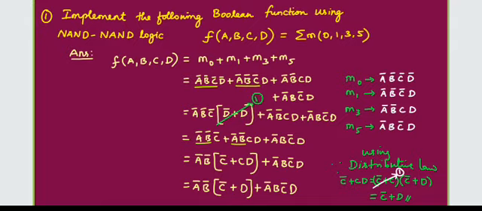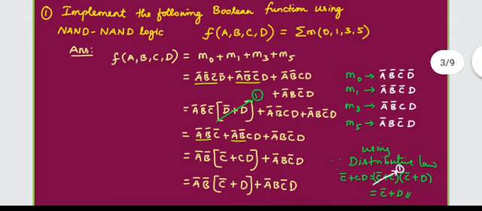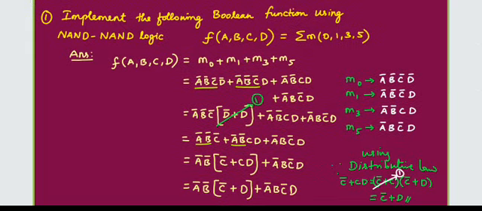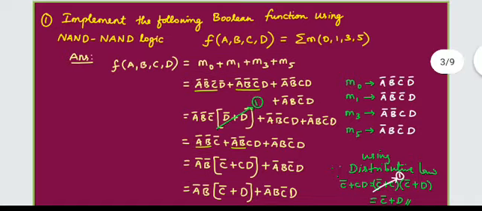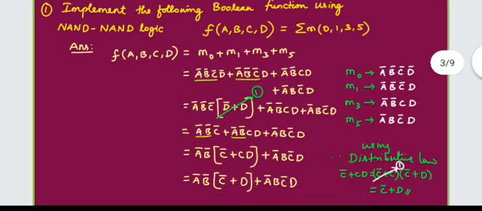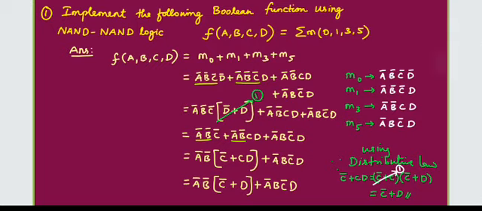m1 is 0, 0, 0, 1, which means A bar, B bar, C bar, D. m3 means 0, 0, 1, 1, which means A bar, B bar, C, D. m5 means 0, 1, 0, 1, which means A bar, B, C bar, D. Now the four min terms we have, just add the value. Now the expression is ready. Now we are going to simplify the expression.